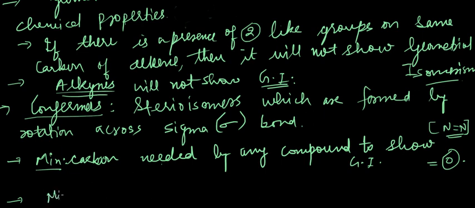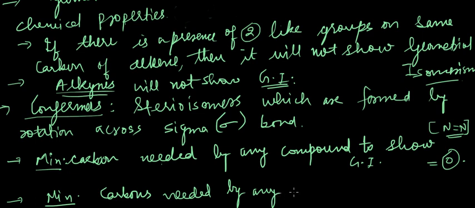So minimum carbons, we are talking about just carbons which we need. You are not provided with any halogens, any other substituents or anything like that. So the minimum carbons needed by any compound to show geometrical isomerism would be 4. Okay, so with this we end our lecture, and in the next lecture we'll be seeing cyclic geometrical isomerism in case of cyclic compounds, and we'll understand the concept of cumulenes. Till then, good luck and goodbye.